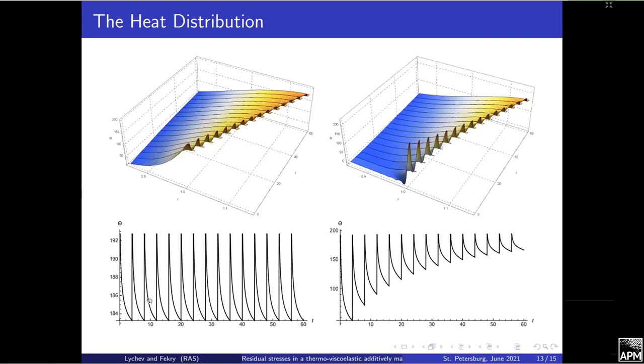These two figures show us that the gradient of the temperature during the process is very small, and this leads to a decrease in the residual stress. And these two figures show us that without heating the main body, the gradient of the temperature during the process is not so small. So without heating, residual stress appears.